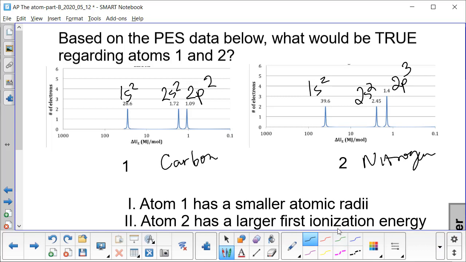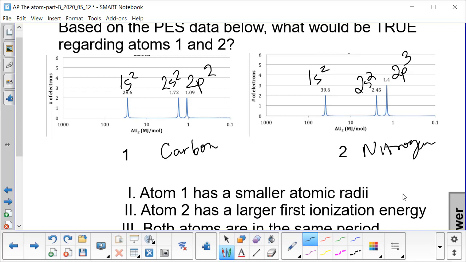All right, so which of the following are true? Number 1 here. Atom 1 has a smaller atomic radii. So does carbon have a smaller atomic radii? You can look at a periodic table and say that no, it doesn't, because it's further to the left of nitrogen, right? And so nitrogen has the smallest atomic radii.